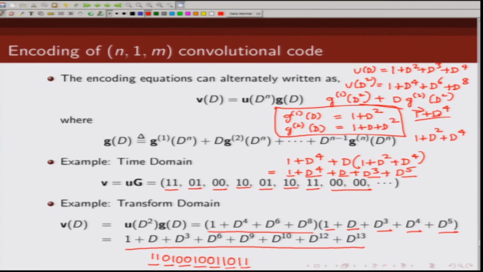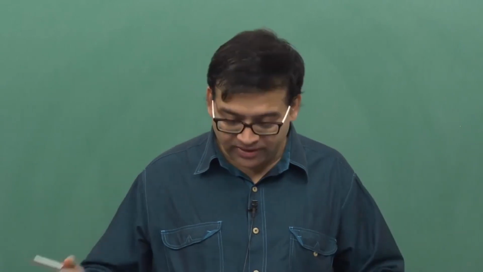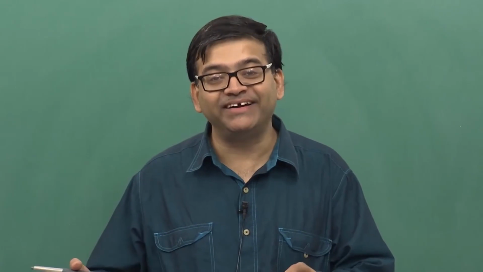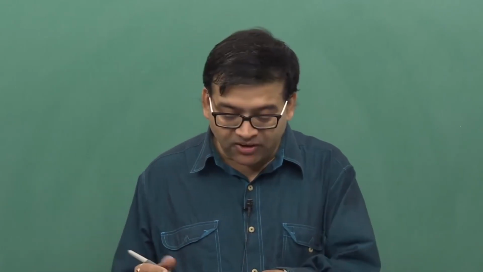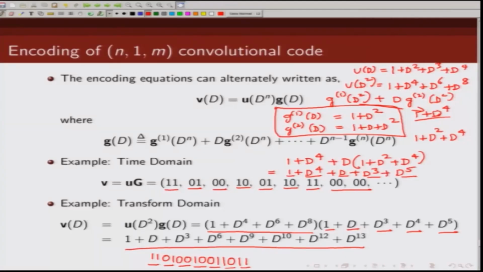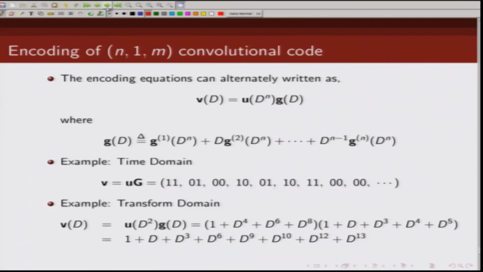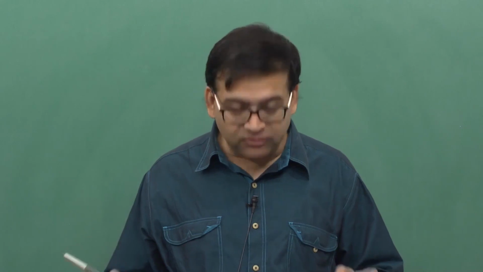So the point to take is that the generator sequences we wrote using the time domain representation can similarly be represented in this D domain representation, and it is a lot more convenient to write in this notation, because then the output sequence is just the product of the input sequence and the generator sequence in this domain. So with this I am going to conclude this lecture.